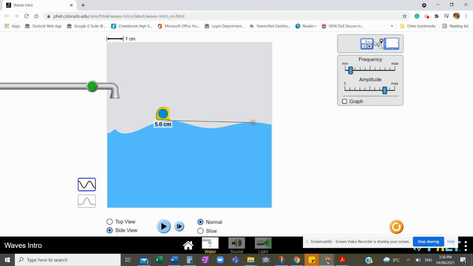All right, let's go to a frequency of 2. Now we're going to give it a moment to just catch up and the waves to become steady from that.